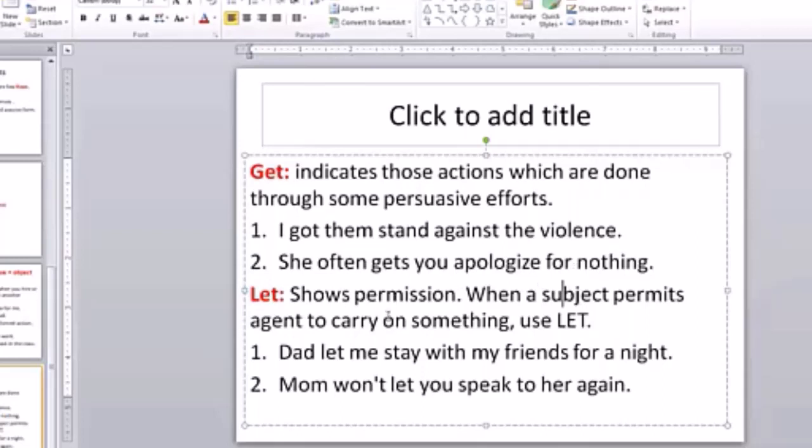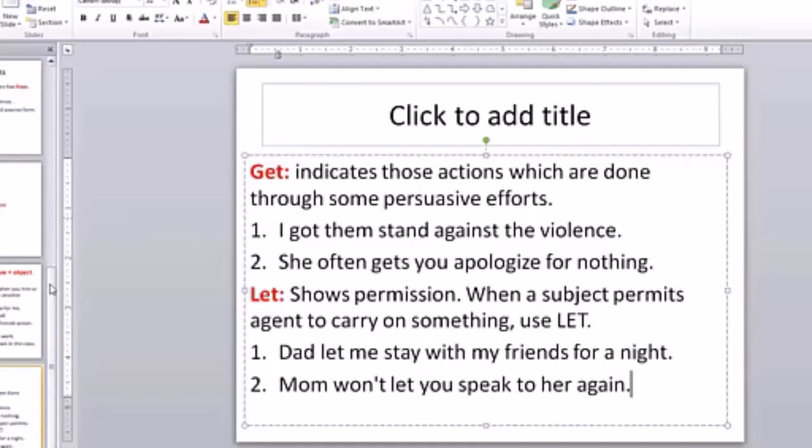Let shows permission. When a subject permits the agent to carry on something, we use let. Dad let me stay with my friends for a night, which means dad permitted me to stay with my friends. Mom won't let you speak to her again. Okay, so these are causative verbs.